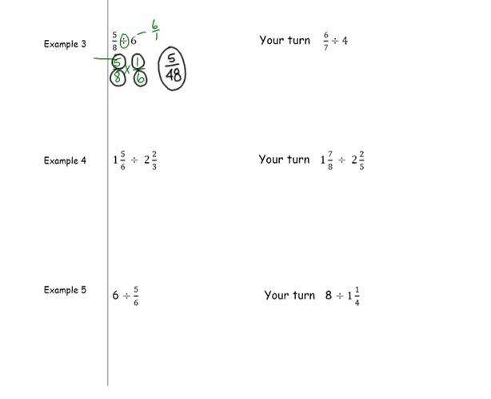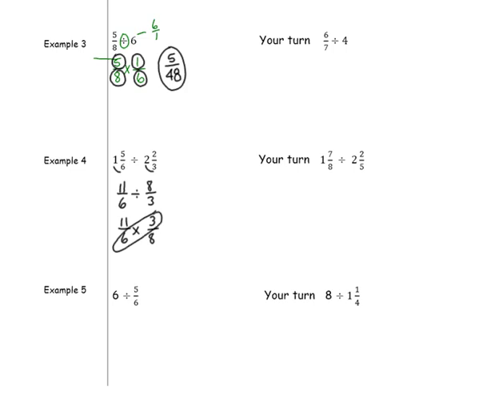Example 4. Convert your fractions to improper fractions. So we have 6 plus 5 is 11, divided by 6 plus 2 is 8/3. Now rewrite this as a multiplying by the reciprocal problem. Check to see if you can simplify.